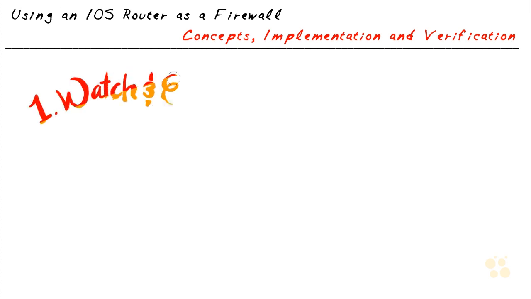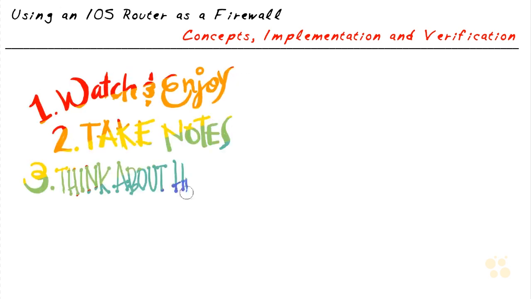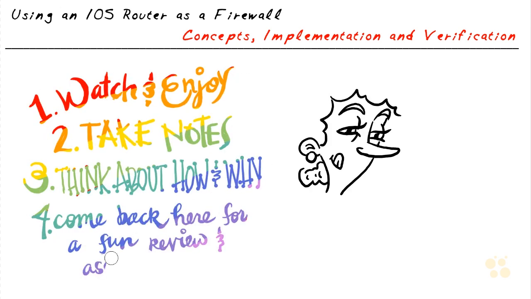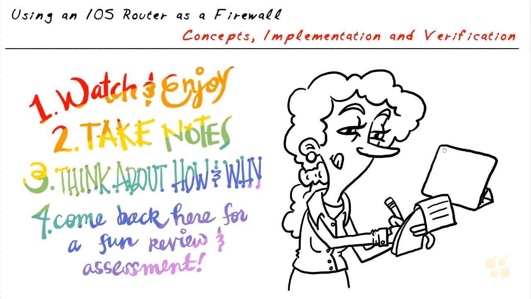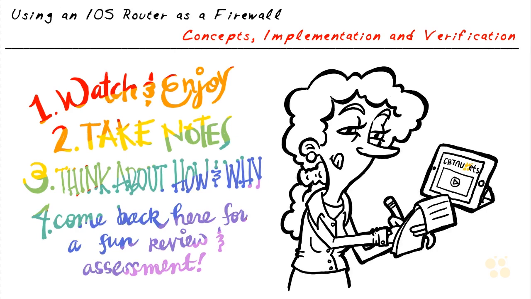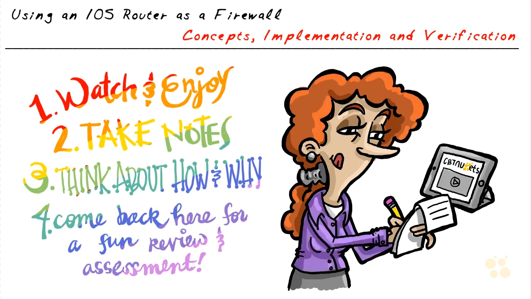And the process is not new to us. We're going to watch and enjoy these two nuggets. I'll tell you exactly where they are in just a moment. You're going to take notes. I'd like you to think about how and why implementing firewall services on a Cisco router could be really important to a company and how it's going to impact them. And then after we complete those nuggets, we're going to come back here and I'll have a separate nugget where we can do a quick review and an assessment to make sure we got the information that we needed.